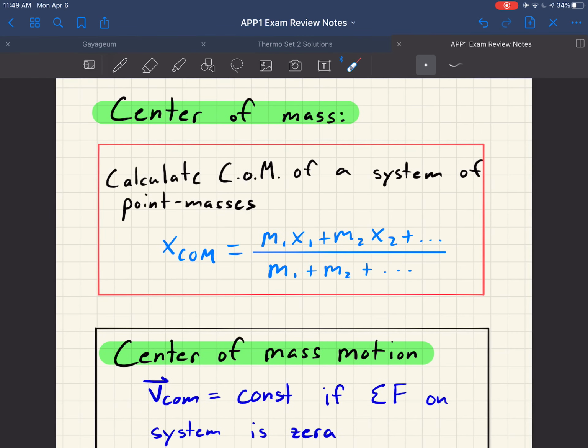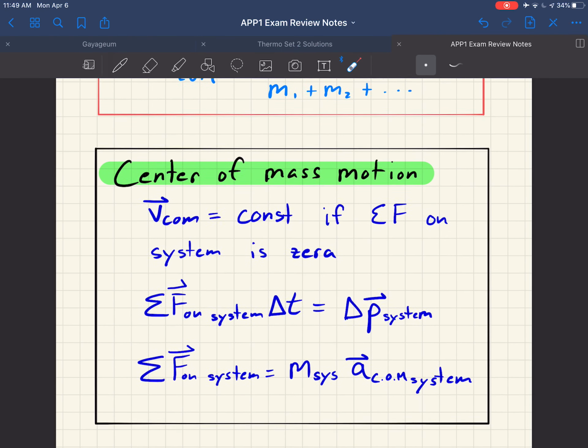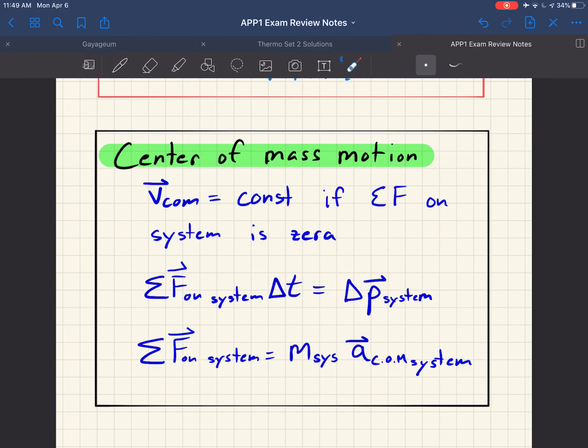We also talked about center of mass during this unit. Here's the equation for the center of mass of a system of point masses. It's basically just each object's mass times its distance from some arbitrary position. We sum those, and then we divide by the total mass of the system. So it's kind of a weighted average of positions. Now, the reason that this is relevant to momentum is because by studying the center of mass motion of a system, we can relate it back to momentum.